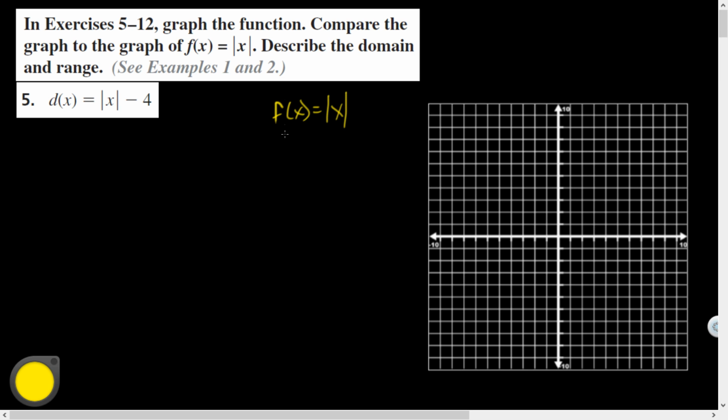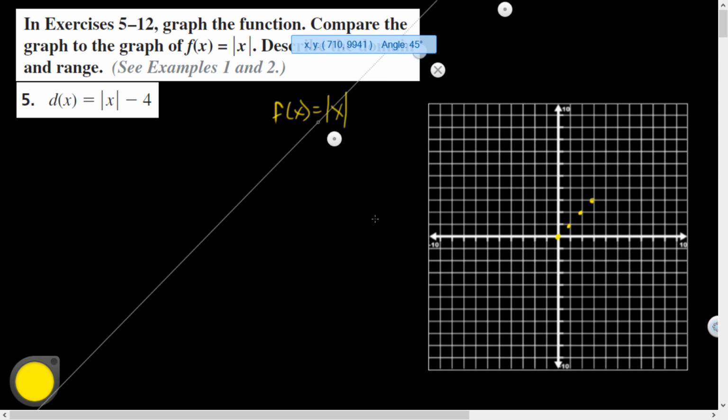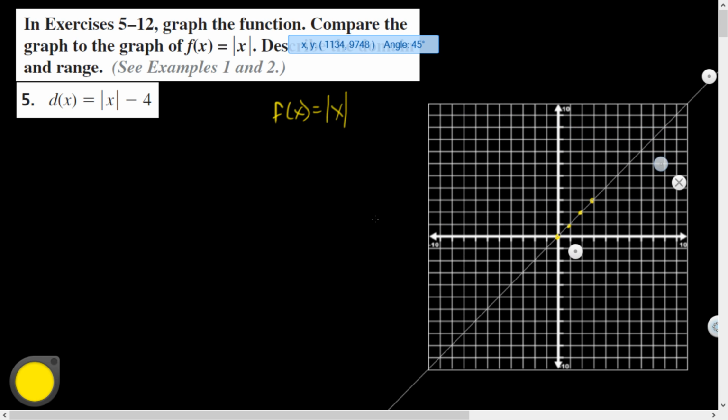Now that's kind of like the line y equals x. It's got a slope of 1, a y-intercept of 0. And if I was to draw that, it'd be like this, just up 1 over 1, up 1 over 1, etc. Right? It's a nice 45-degree angle up there. Lovely. That's exactly what I need.